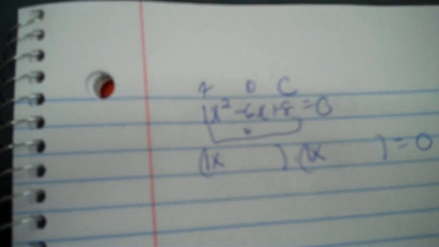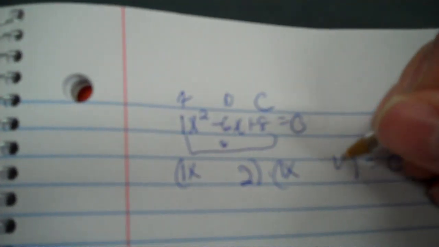Okay, next one. X to the second minus 6x plus 8 equals 0. So there's two answers. A, B, C. So again, 1x would be 1x. Then I take my A times by C. 1 times 8 is 8. Now it's positive 8, so we need to be adding this time to try to equal 6.